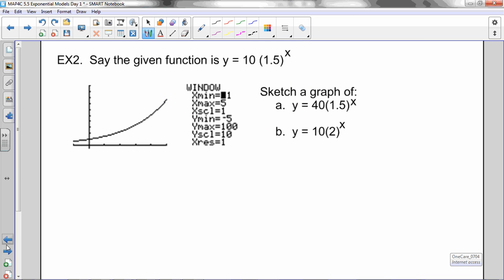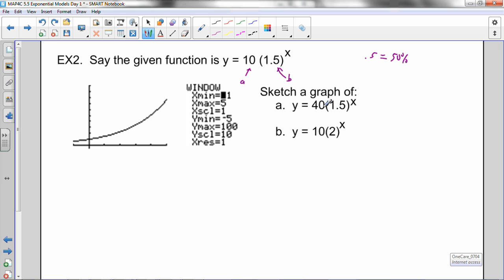Next. Okay, so this is somebody just pounded this into a TI-83, and we see some window settings here. This is the function 10 times 1.5^x, so that's this one. We want to sketch a graph of this. Notice this is the initial amount. That's kind of like the A value, the initial amount, and this is the base. We see the growth rate is 50%, 0.5, which is 50% growth rate. But it is exponential growth, I can see that.